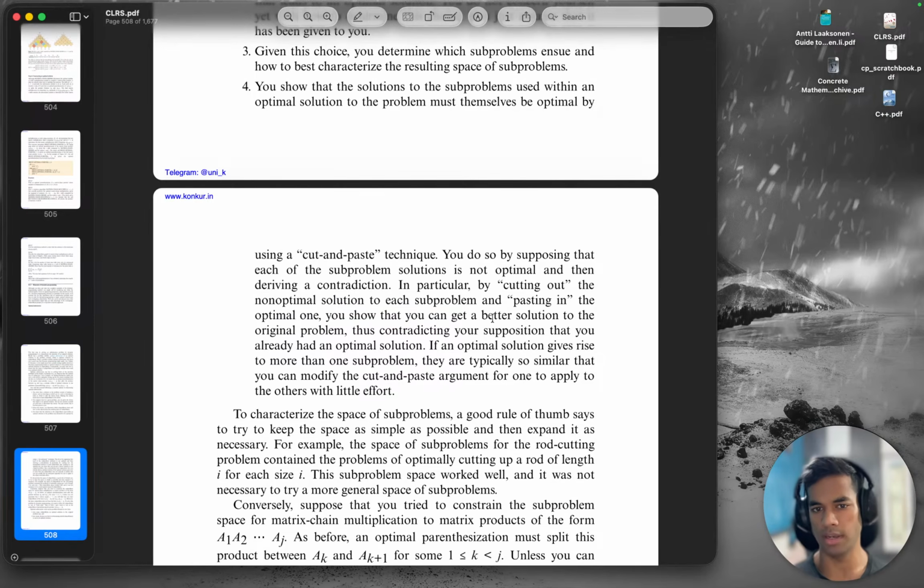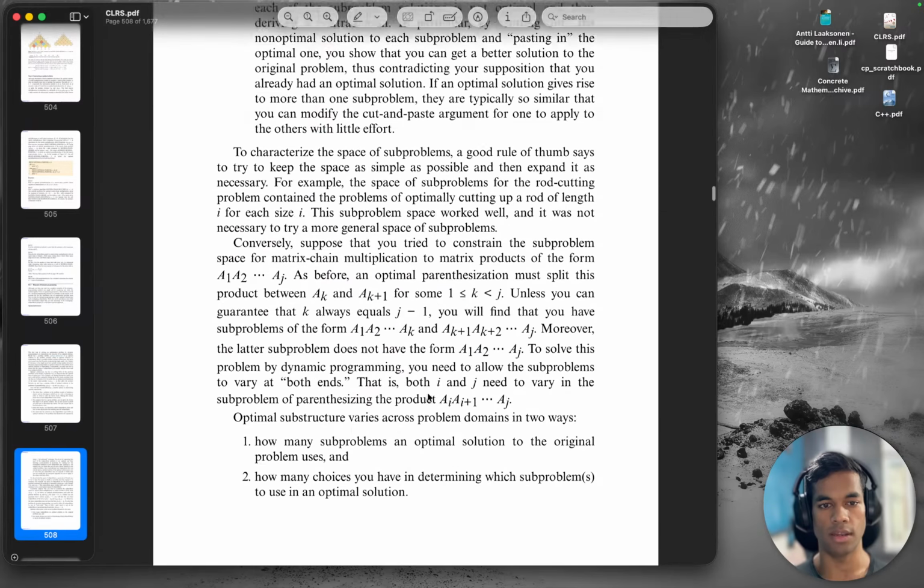You show that you can get a better solution to the original problem, thus contradicting your supposition that you already had an optimal solution. If an optimal solution gives rise to more than one subproblem, they are typically so similar that you can modify the cut and paste argument for one to apply to others with little effort.